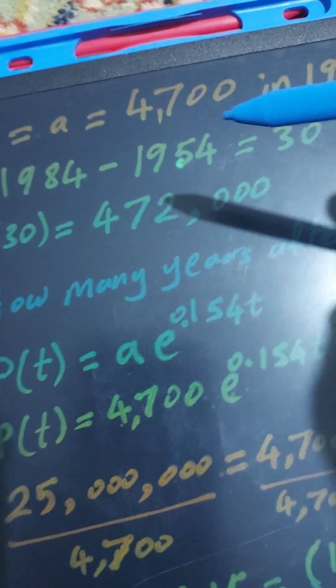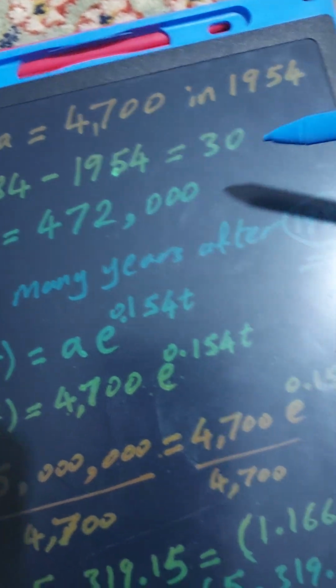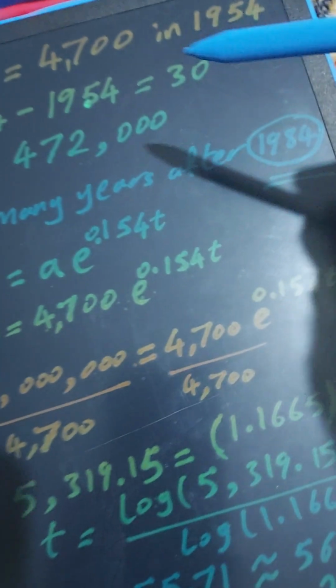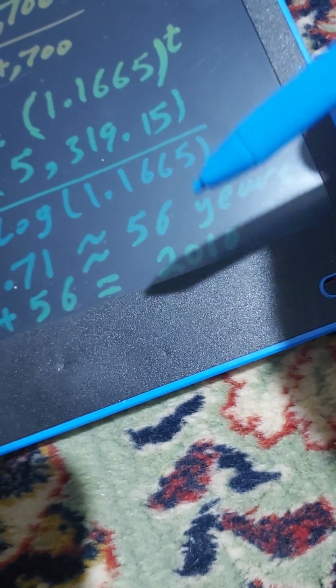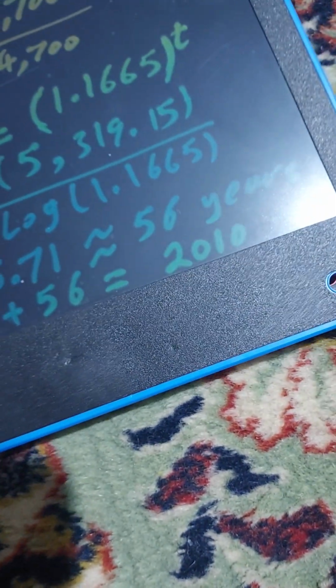Or another way to calculate that. So why did we say minus 30? We did minus 30 because the difference between 1984 and 1954 is 30 years. So we subtract the 30 years from the answer, which is 56 years. That will give us 26 years.